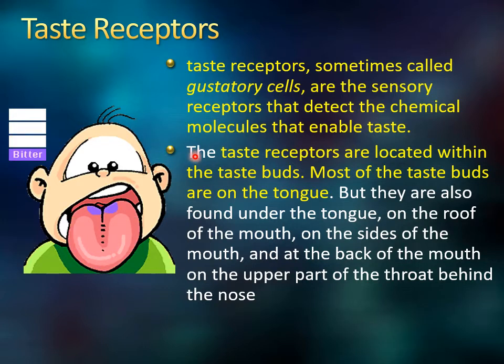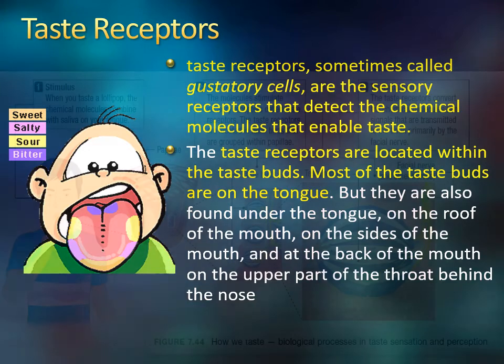The taste receptors are located within the taste buds. So make sure you remember that. Taste receptors are in the taste buds. Most of the taste buds are on the tongue. Sometimes they're on the sides, but they're more prevalent on the tongue. They're also on the roof of the mouth, the sides of the mouth, under the tongue, and at the back of the mouth, on the upper part of the throat, behind the nose.